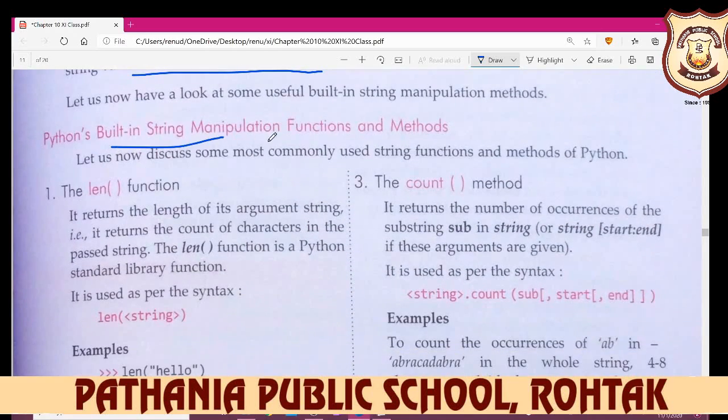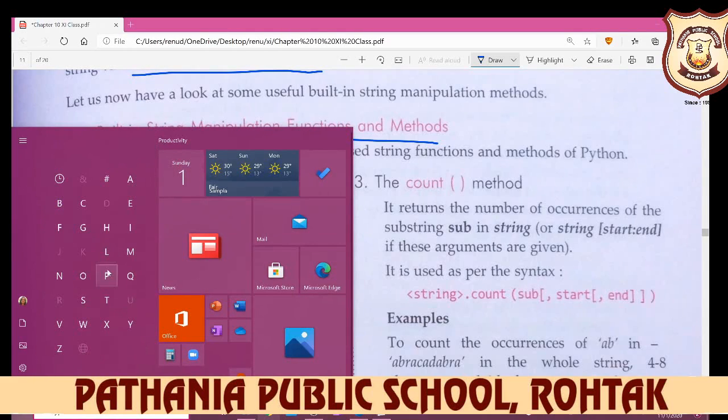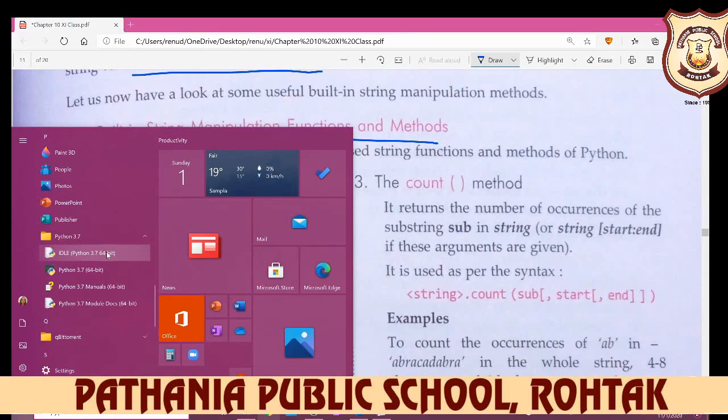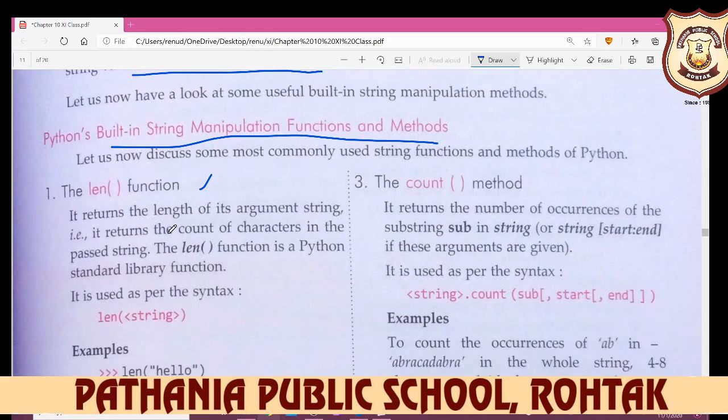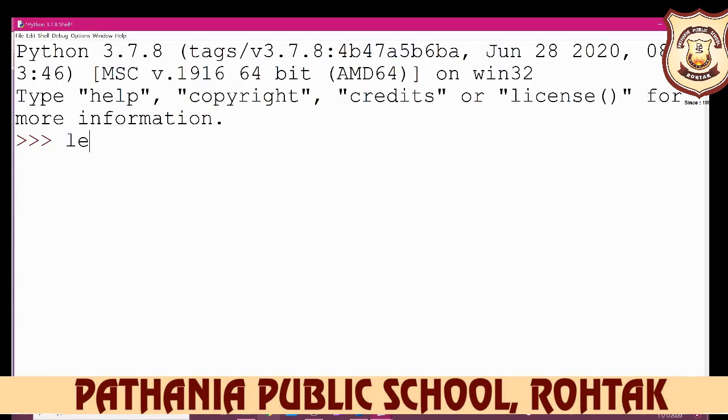Python built-in string manipulation functions and methods. First is the len function. The len function always counts the length of your string. For example, hello world is there, so let us do the practical. Start your program, click on Python, and open Python 3.7. We can do these functions in interactive mode, but you can do it in script mode also. Just write len, and here you write your string. For example, my string is hello.